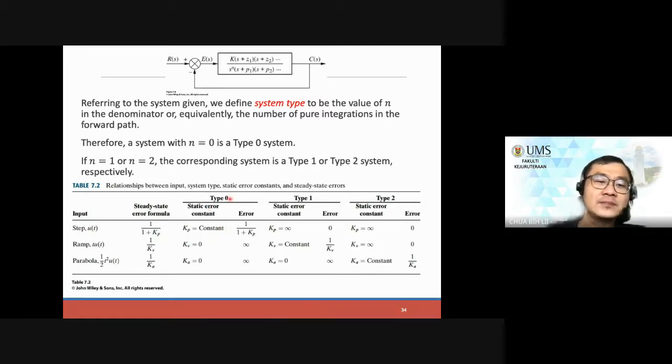So for type zero, for step input, we have a constant value, the rest would be zero. For type 1, for ramp input, it would be a constant. The rest, the higher order inputs, would be zero. But then the remaining inputs, those which are lower order, will have an infinity, meaning to say they have zero steady state error. So when we get infinity, then it is referring to zero steady state error.